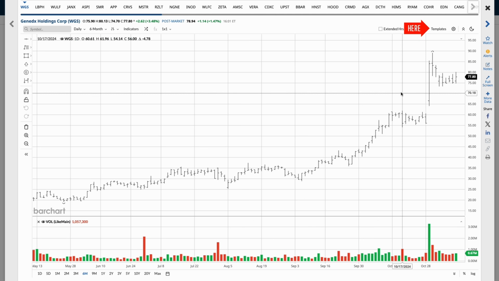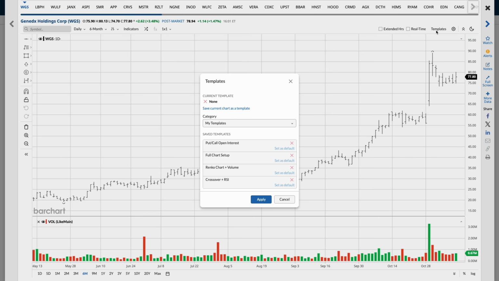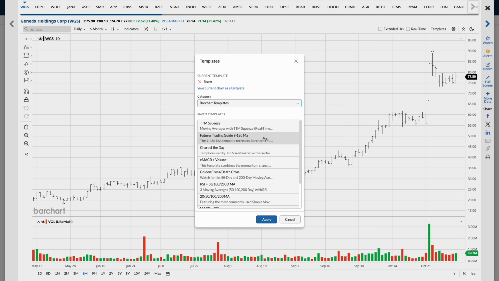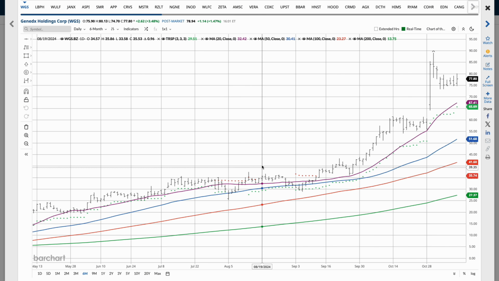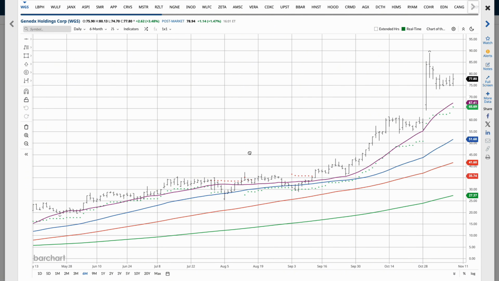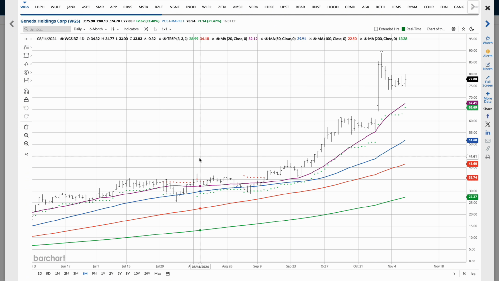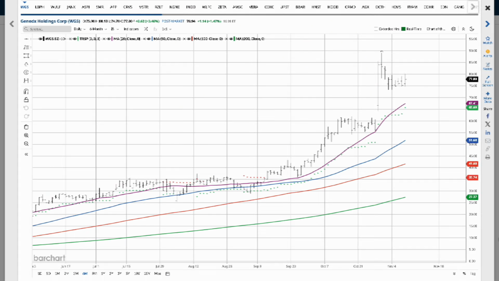We can head over to the templates and select Barchart templates, and there is a chart of the day template with the technical indicators we discussed today from Jim's strategy. Using these technical indicators, we can see how these moving averages on the charts have a 1-to-1 slope with minimal crossover. This shows stability and upward movement on a strong bullish trend.